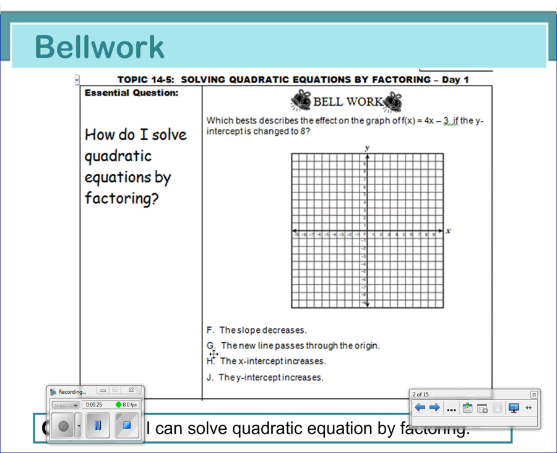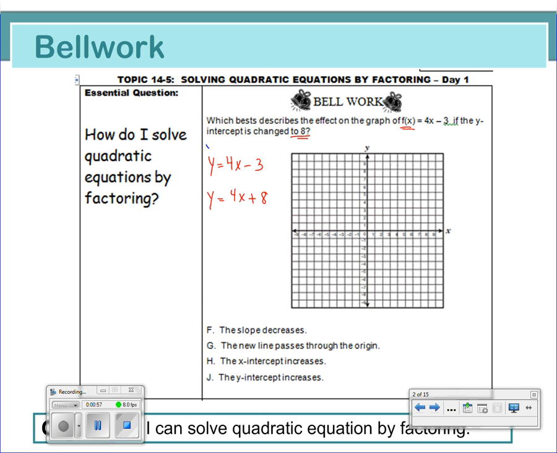Which best describes the effect on the graph f of x equals 4x minus 3 if the y-intercept is changed to 8? Remember that f of x is just a fancy way of saying y; it's function notation. Our original graph is y equals 4x minus 3. It wants the new graph to have a new y-intercept of 8, so everything else stays the same. We have 4x, but now our new y-intercept is 8.